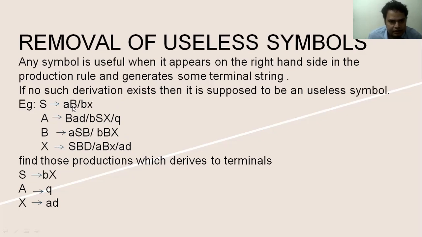S tends to AB, B produces capital, and BX. Here we got the terminal value, so we pick up S tends to BX. Now second step: A tends to Q, we can pick up, and X tends to AD, we can pick up this also. So in the first step we pick three productions from all of the 1, 2, 3, 4, 5, 6, 7 productions which derive to terminals. And let's move on.